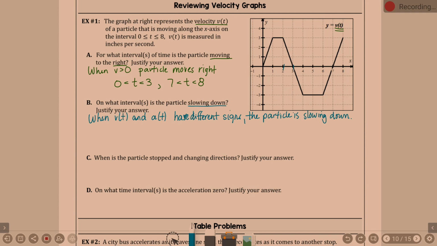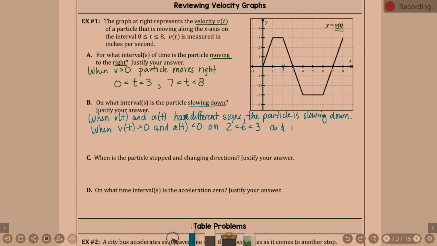Okay, so on that one, I'm going to say V of t is greater than 0 and A of t is less than 0. So that's positive velocity, negative acceleration, and that's on the interval 2 less than t less than 3.